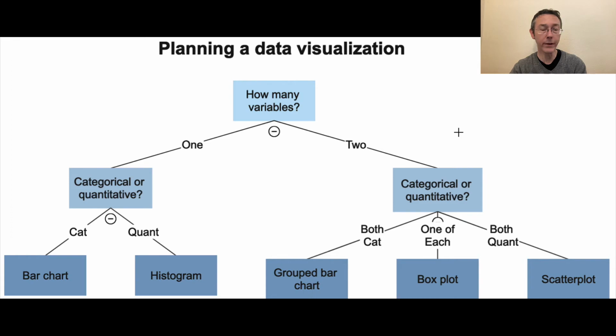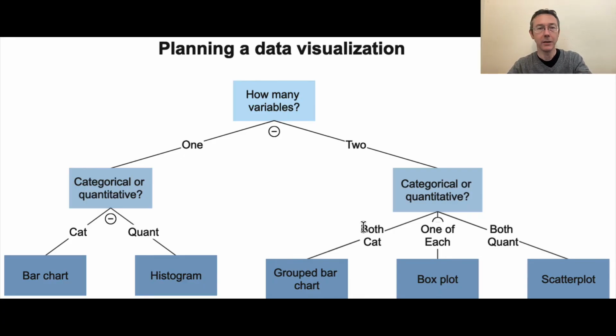If you have two variables, you can have two quantitative, a scatter plot. You can have one of each, like the box plot that I just showed you. And if you have two categorical variables, you probably want a grouped bar chart. I'm not going to talk about those in this video. That gets a little bit more complicated. I do have a whole video on that, though. I'll throw a link to that up top if you want to delve into that, please do.